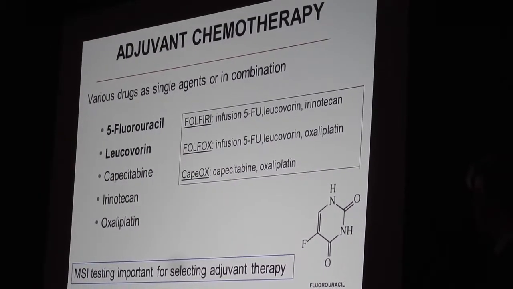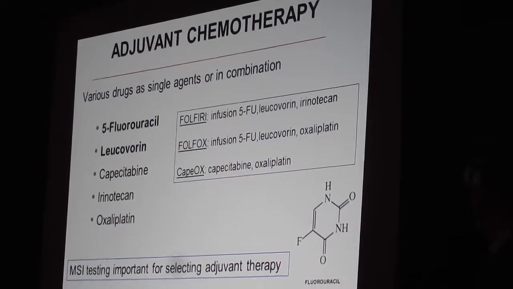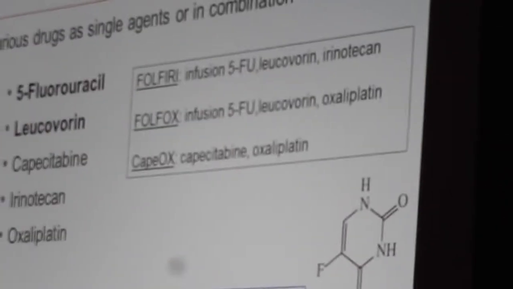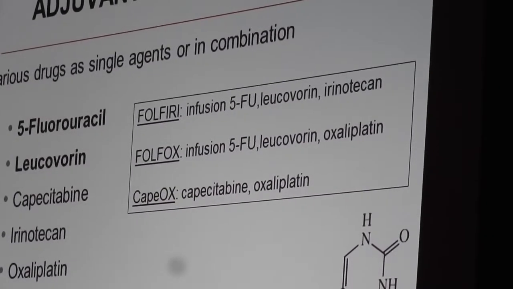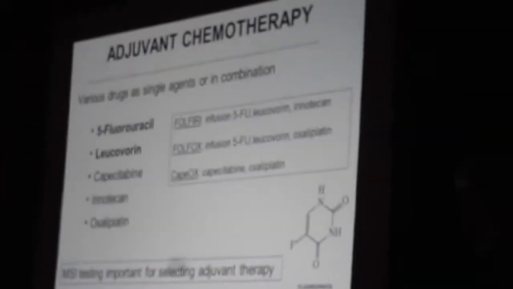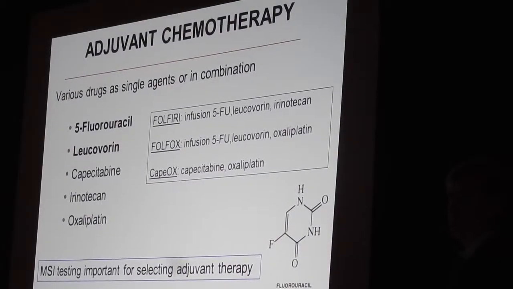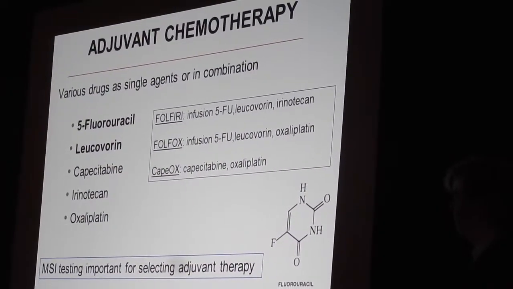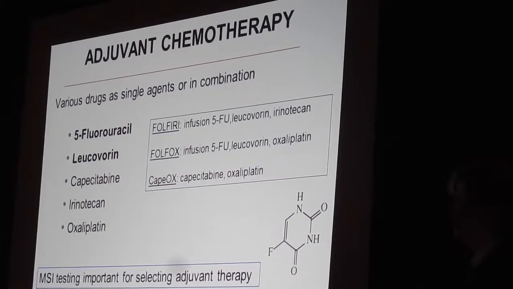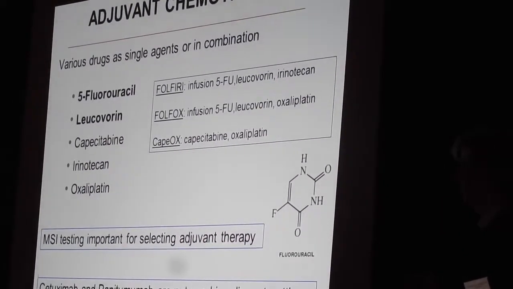But microsatellite instability is very important to test in patients who are candidates for getting adjuvant chemotherapy, because patients whose tumors demonstrate the microsatellite instability high phenotype do not respond well, and don't actually respond to 5-FU, and it's not recommended they get 5-FU. So this is an important test in helping to select patients for adjuvant chemotherapy.